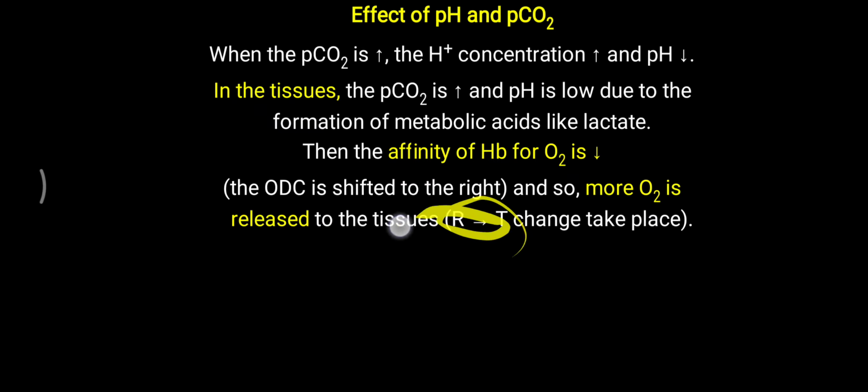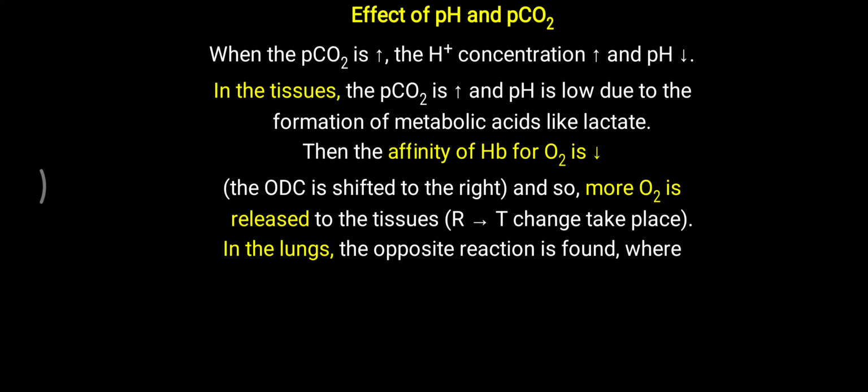So when oxygen is released, then what happens, this relaxed form of the hemoglobin, that is called the oxyhemoglobin, now converts into the deoxyhemoglobin or taut form of the hemoglobin. So R to T change will take place over the hemoglobin. So again that T form of the hemoglobin will shift back to the lung.